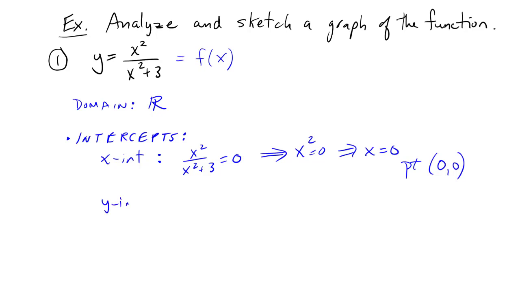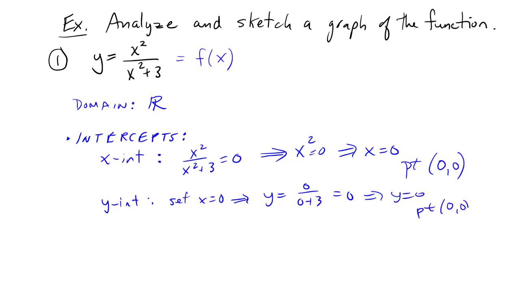All right, the y-intercept, then I'm just going to set x equals 0. So I get y is 0 over 0 plus 3 is 0. So I get y equals 0. Then that obviously gives me the same point because I found y equals 0, but I found that that happened when x equals 0. So if you have (0, 0) on the graph, it's both an x and y intercept. But that's okay. So basically at this point we know (0, 0), the origin, is on the graph.